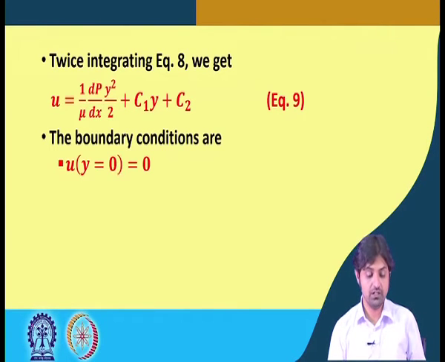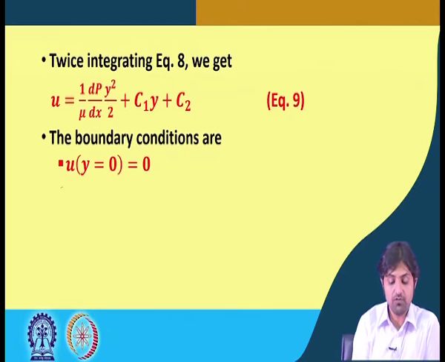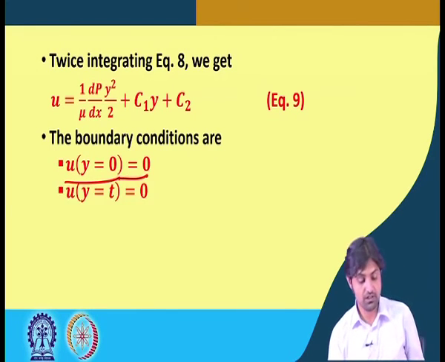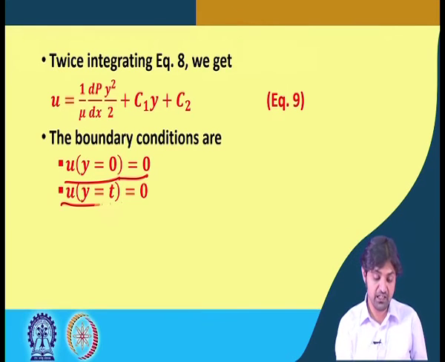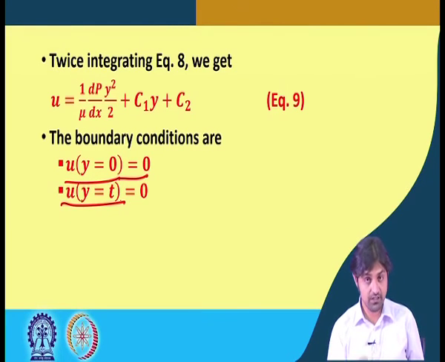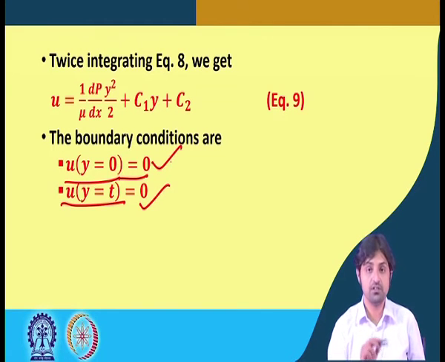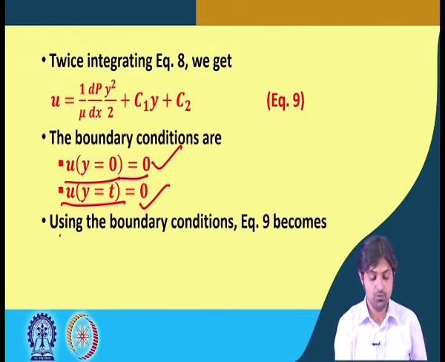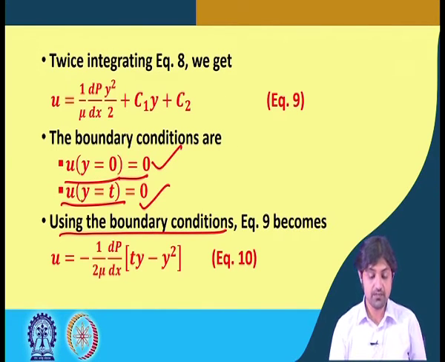Now, the boundary conditions are u at y is equal to 0, the plate is fixed, so due to no slip condition, the velocity will be 0. Also at the other end, after the distance t, because of no slip condition, the velocity is going to be 0. If we use these boundary conditions in equation 9, we get u is equal to minus 1 by 2 mu dP/dx into (ty minus y square).